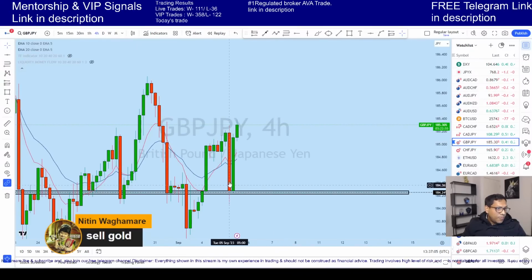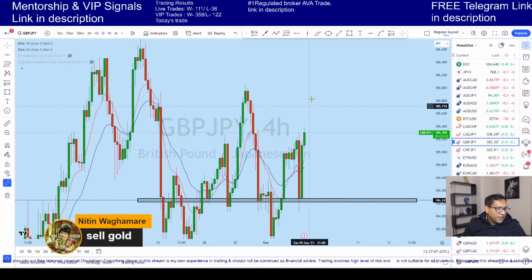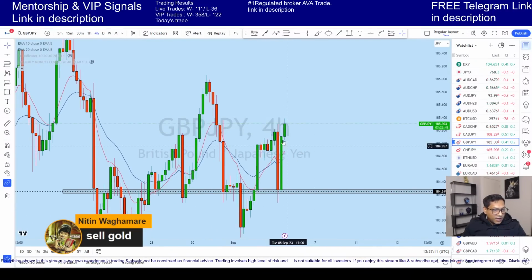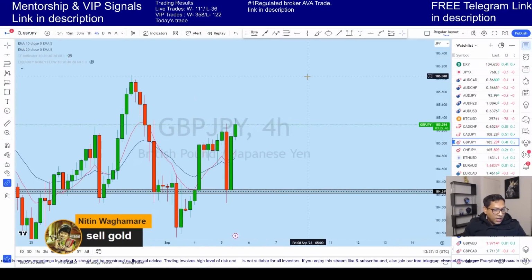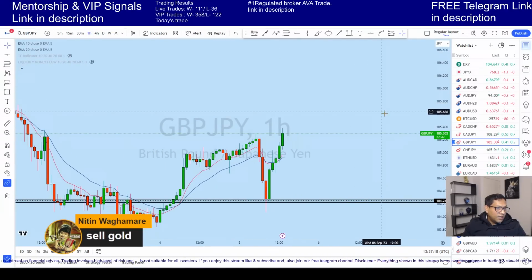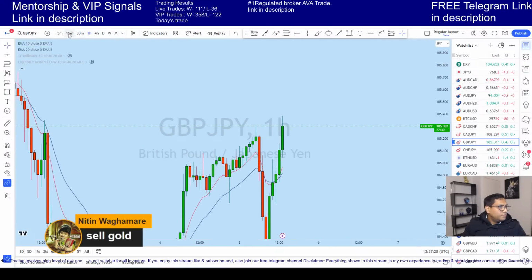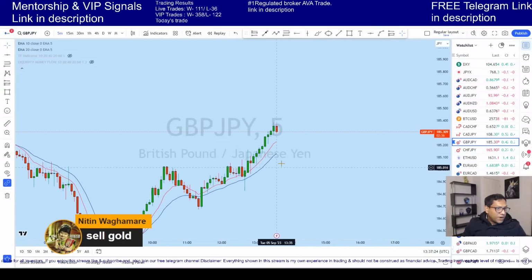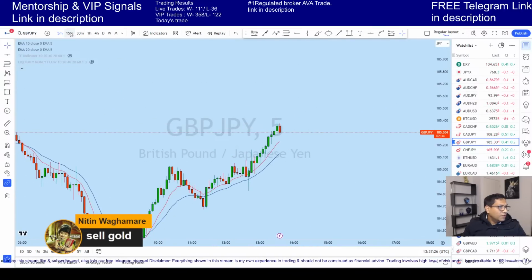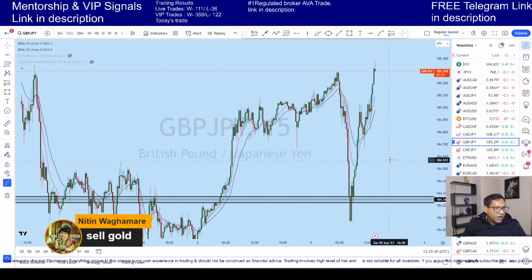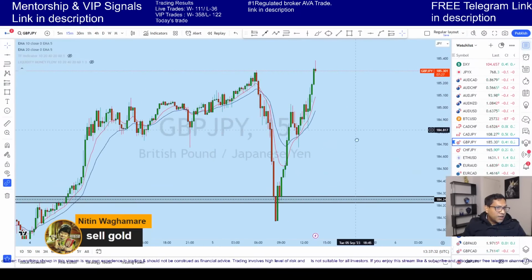Now it might create a new higher high, because this red candle is a pure liquidity grab and then immediate rejection to the upside. So the lower time frame price action on GBPJPY is also bullish. This market is a highly bullish market.